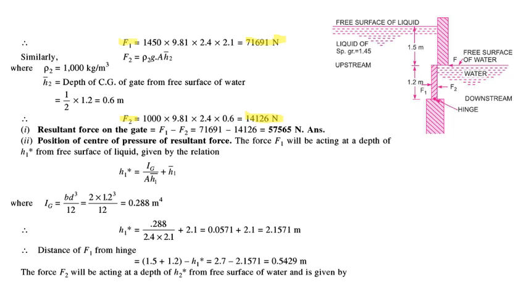Now, since these two forces are opposite in direction, the resultant force will be in the direction of the force which is greater in magnitude. Since F1 is greater in magnitude as compared to F2, the resultant force will be F1 minus F2. And it came out positive, that means our assumption that it is in the direction of F1 is right. So I can draw my resultant force F, which is F1 minus F2, in the direction of F1.